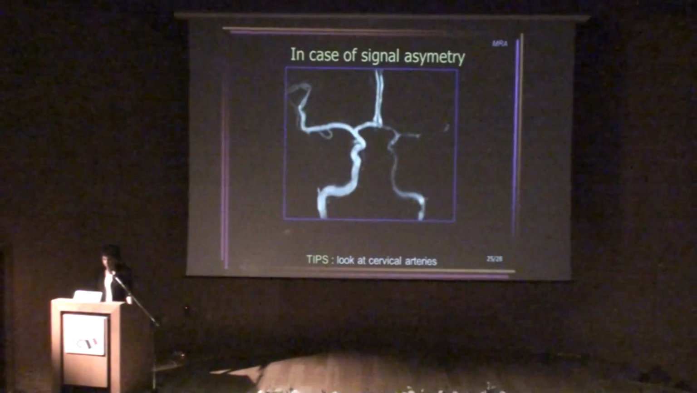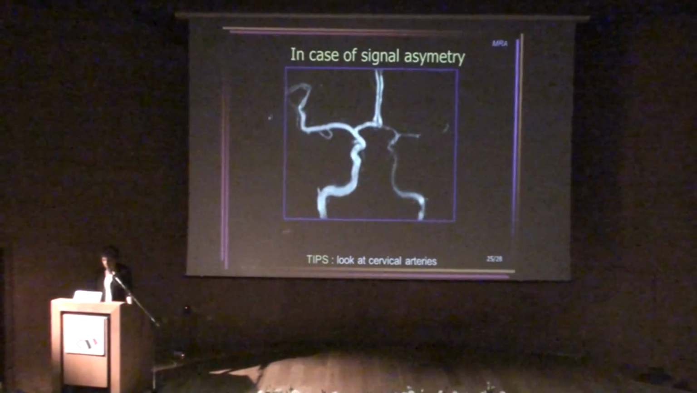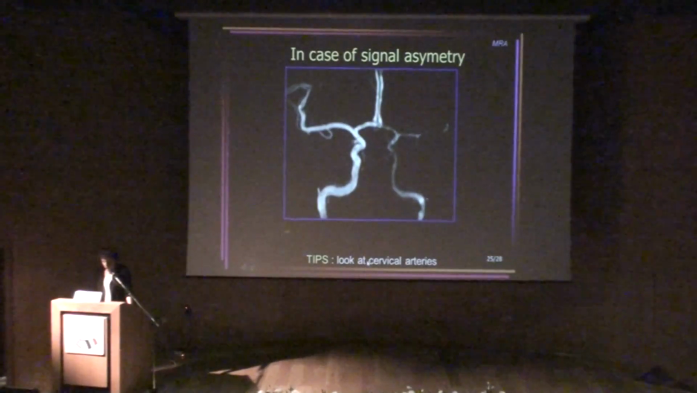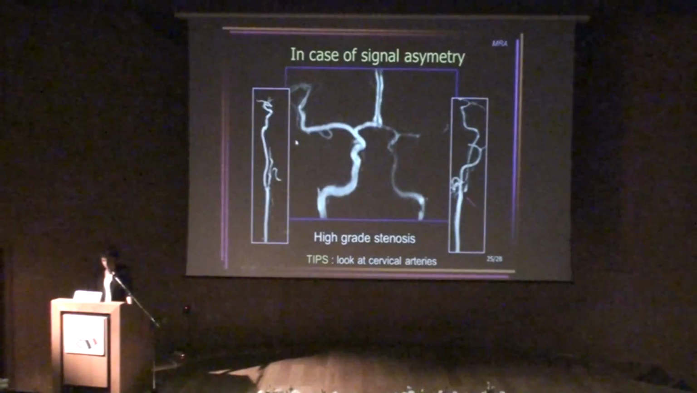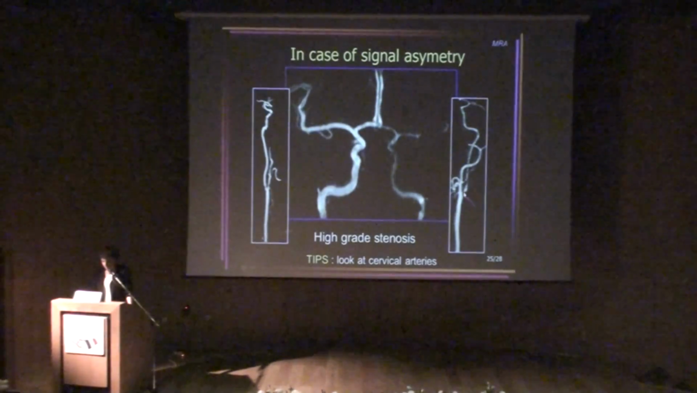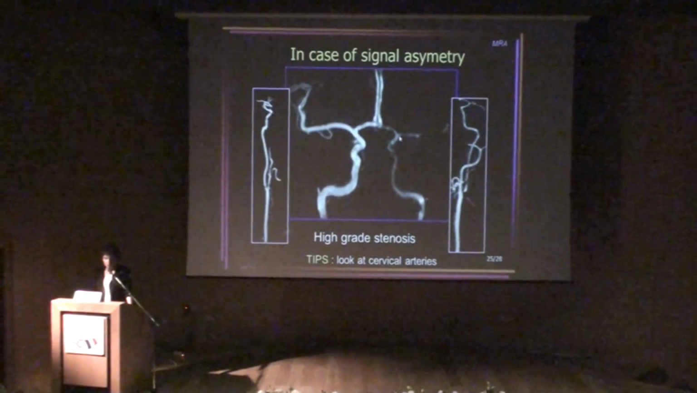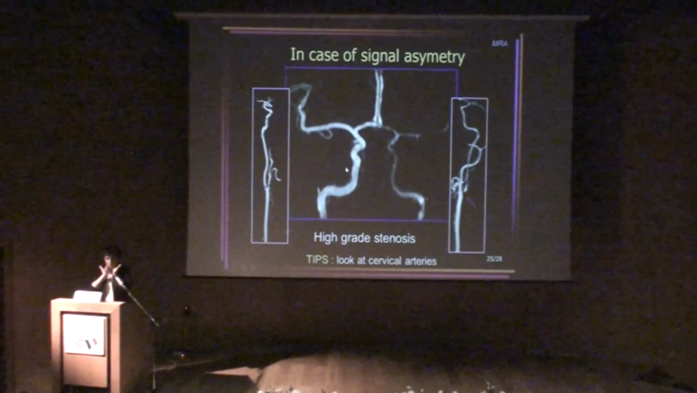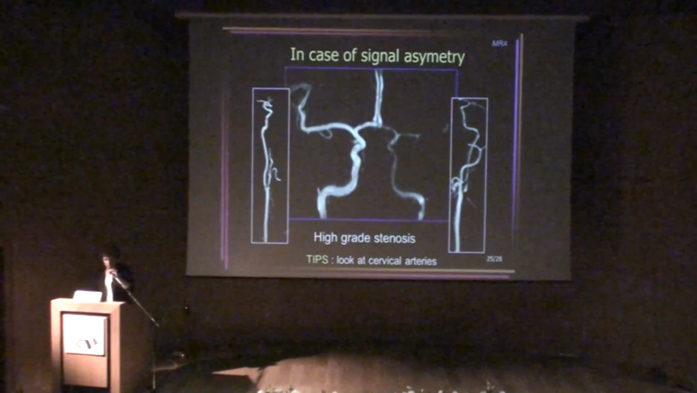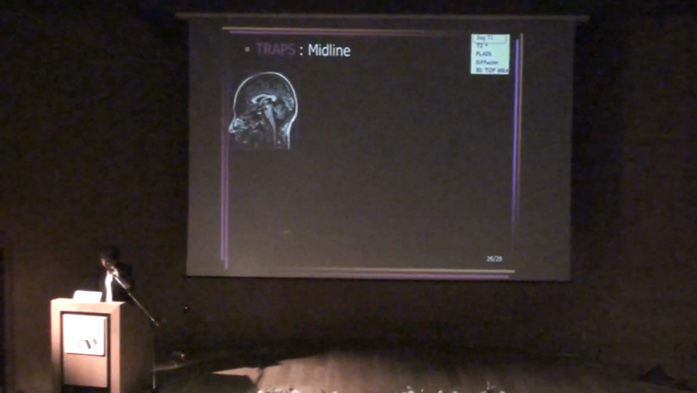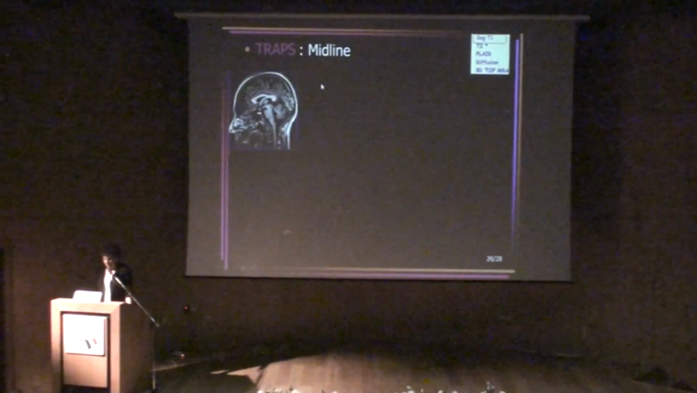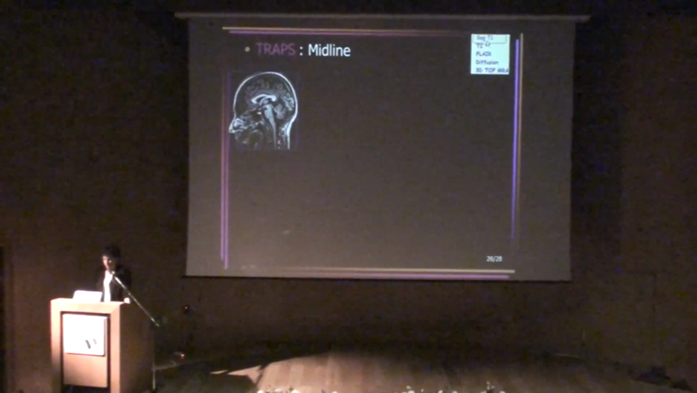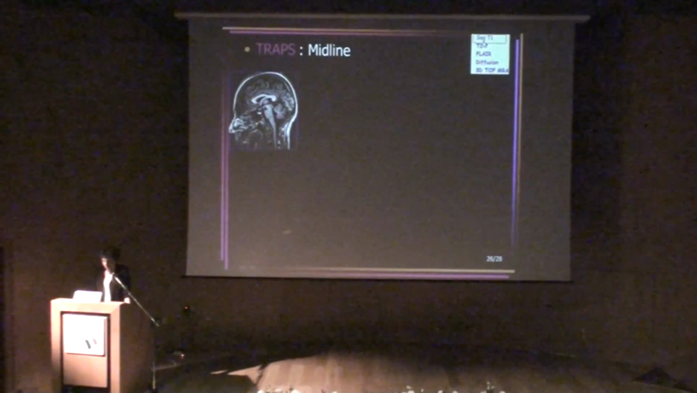A small trick: if on the 3D time-of-flight images you see such a signal asymmetry, of course, you should look at the cervical arteries to search for a high-grade stenosis that's responsible for this loss of signal and asymmetry. So simply running an MR of the head, you might get information on the stenosis of the cervical head and neck arteries. And the last sequence that we didn't talk about is the T1 weighted sequence on the sagittal plane.